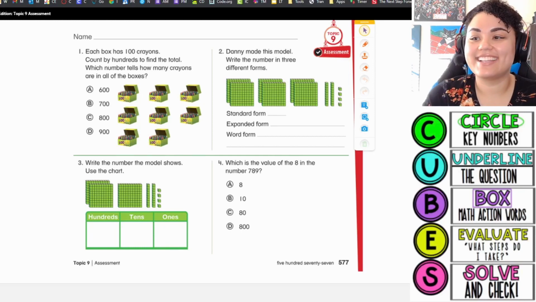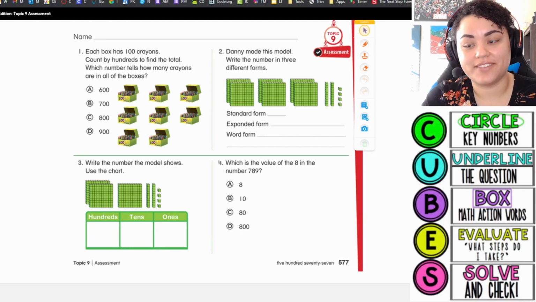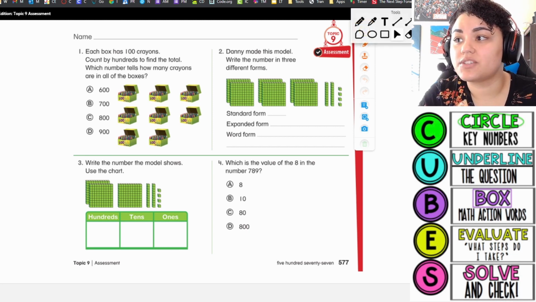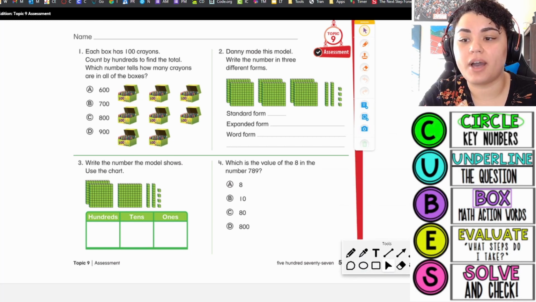Good morning, and today we are working on page 577 for the Topic 9 assessment. Let's start with number 1. So it says each box has 100 crayons. Let's box that or circle it because it is a key number.